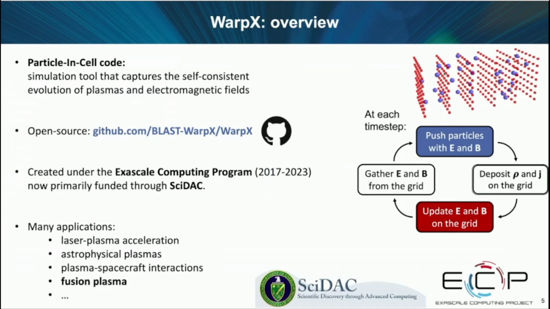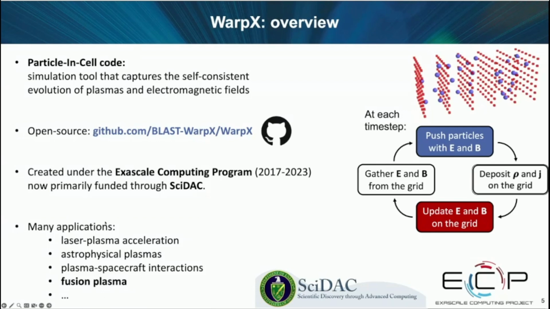So again, sort of giving an overview of WarpX. As I said, WarpX is a particle-in-cell code. It's open source. You can find it on GitHub at this URL. It was created under the Exascale Computing Program, which was a program in the US to get codes ready to run on large-scale computing architectures. And it's now primarily funded through SciDAC, which again is a program in the US.